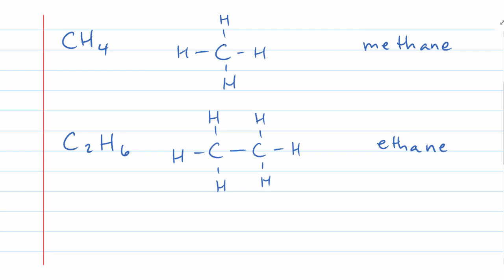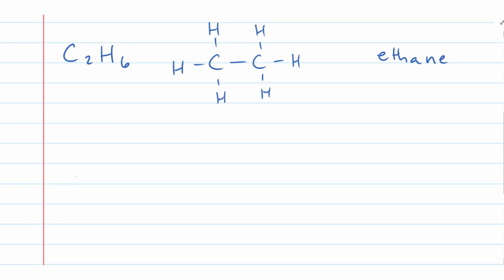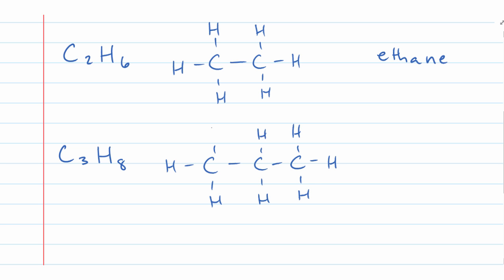If we go to the next one, this now has 3 carbons in it. How many hydrogens are in here? 8, yep. So then we write out the structure. And again, don't worry, we're not going to write them out for all of the alkanes. We're just going to kind of get an idea how this works. And this alkane is called propane.